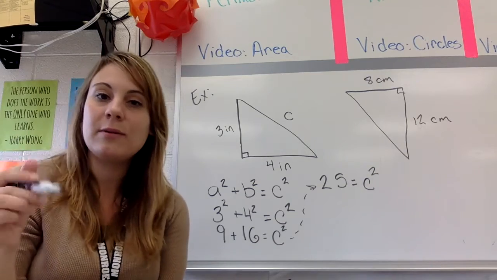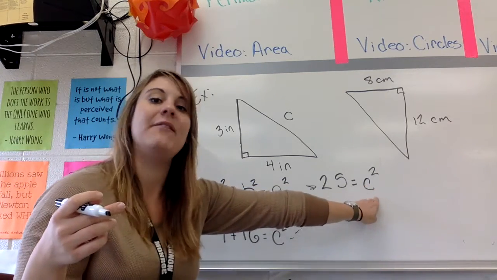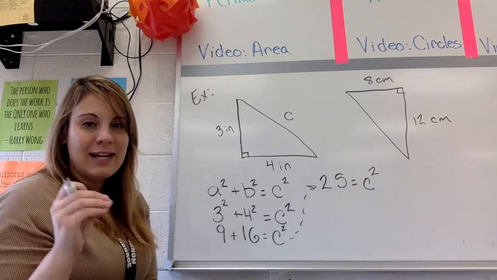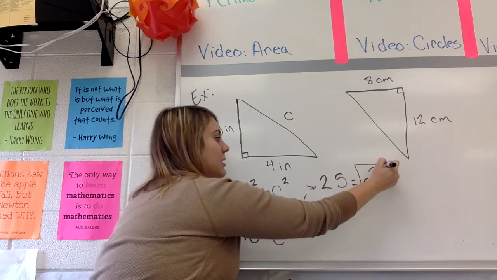Now, a lot of people get to this point and they stop and they say that their answer is 25, but you have to be very careful. 25 is not c, 25 is c squared. We need to figure out what c is, not c squared.